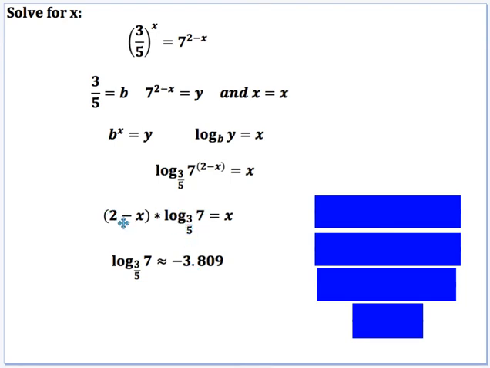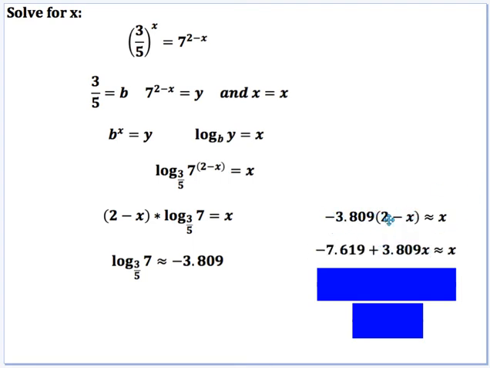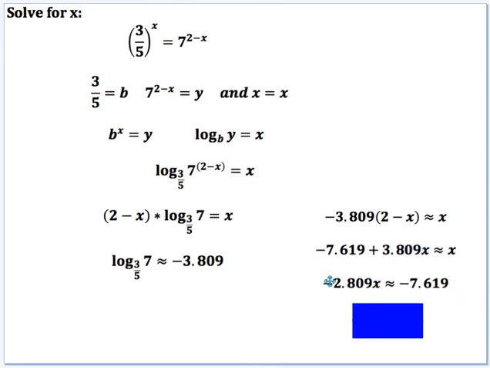Okay, so now I want to simplify as much as I can, and I'm going to go ahead and distribute it. Okay, and then when I distribute it, I get negative 7.619 because I multiply by 2. And then I have a negative and a minus, so this becomes positive. And then from here, you just have to basically solve for x. So I'm going to subtract this from both sides of the equation, and I get this. And then I'm going to divide by negative 2.809, and I find that x is approximately 2.7.